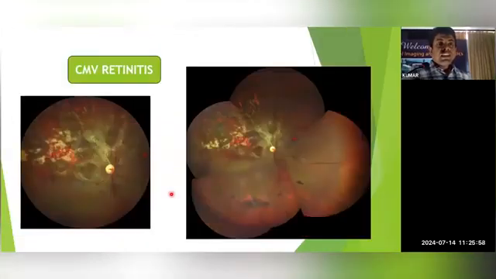So these are some miscellaneous cases, 2-3 slides, I'll just finish. A case of CMV retinitis, we can see these lesions. Most cases of CMV retinitis we now manage with intravitreal injections. Actually, the systemic treatment is very costly, patients cannot afford it, and there are also side effects.